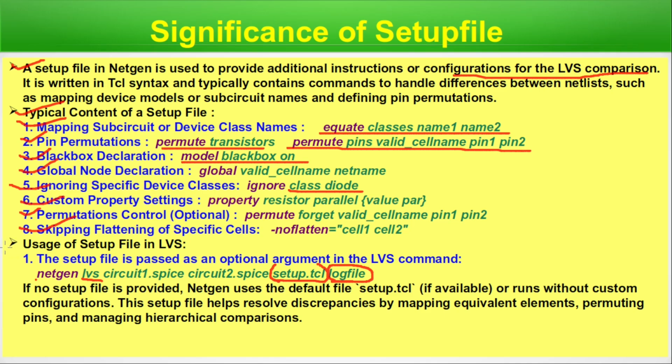Usage of the setup file in LVS. If no setup file is provided, NETGEN uses the default file setup.tcl if available, or runs without custom configuration. This setup file helps resolve discrepancies by mapping equivalent elements, permuting pins, and managing hierarchical comparisons. A setup file is provided and we can list additional instructions there as per our need. Let us see in some later examples how we use the setup file. So this is about the setup file. So we are done with this slide and now let's see.